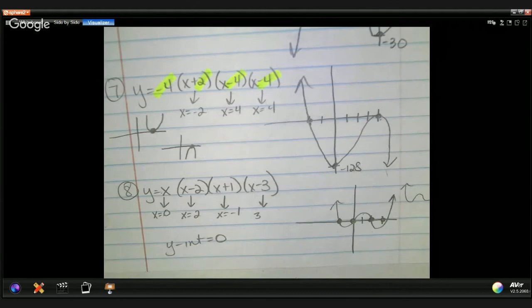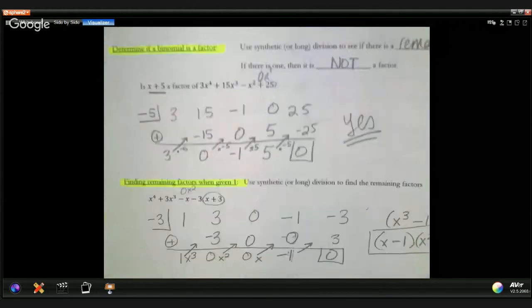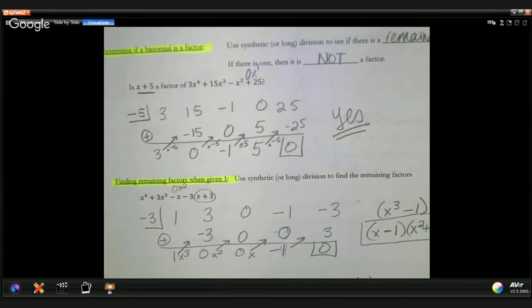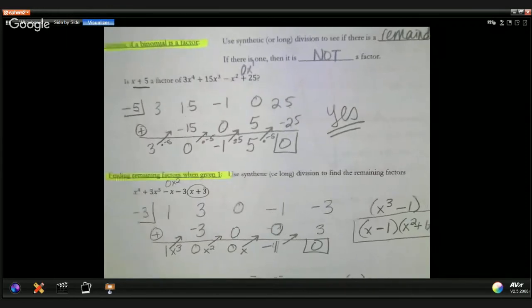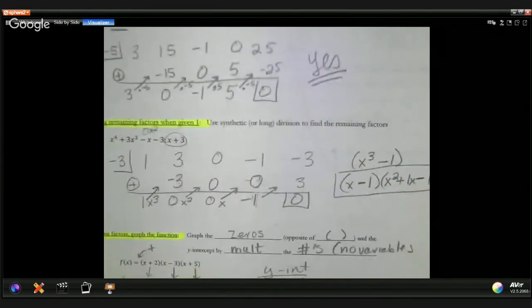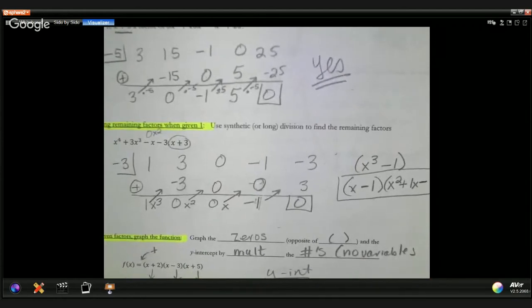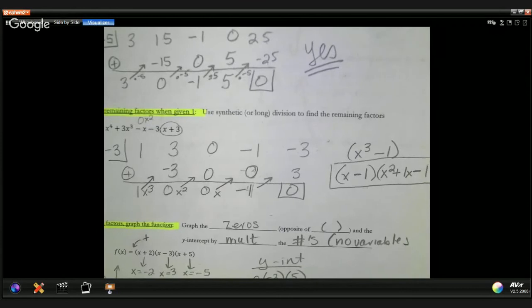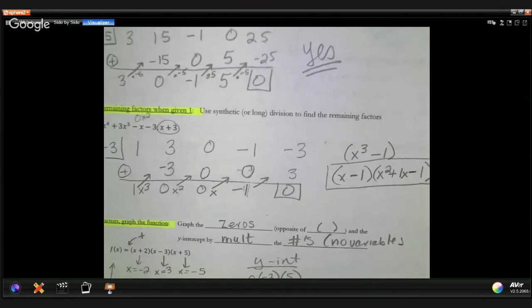Okay. So this lesson had a lot of things. The first thing it had was being able to determine if something's a factor, and if you get a remainder, it's not a factor. The second part was when you had to find the remaining factor, so you had to use synthetic division to find an answer and then factor. And the third part was finally graphing things when you had factors.